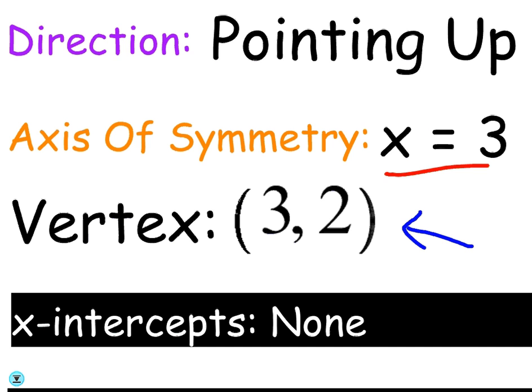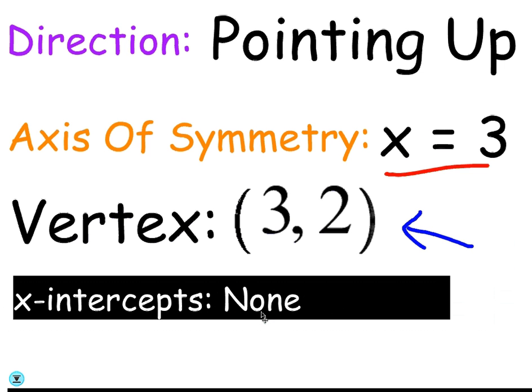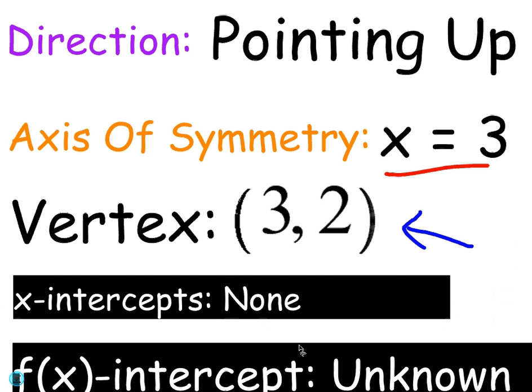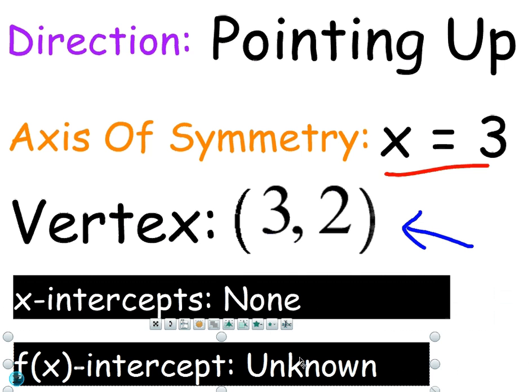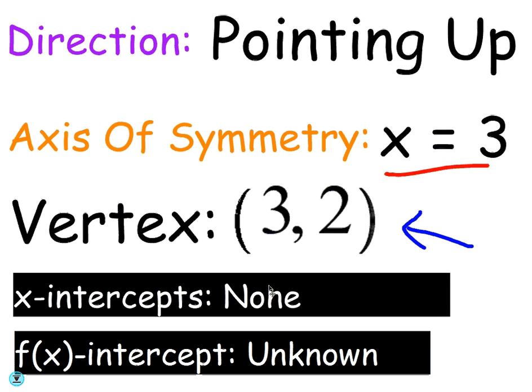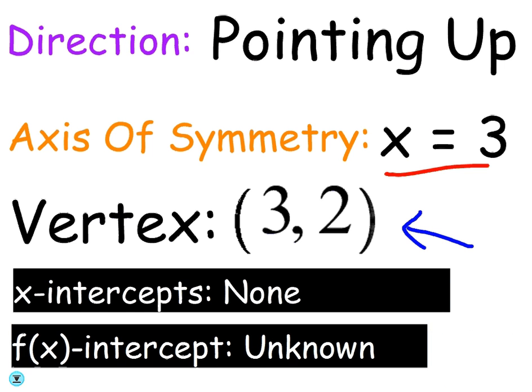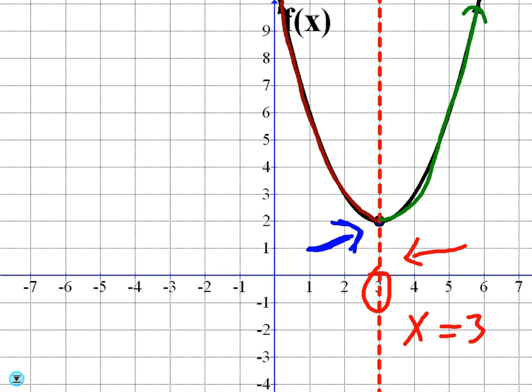Two more questions are going to be answering our x and y intercepts. And those are easy, okay? Again, that should be a review as well. But x and y intercepts are just where they cross the x and y axis. So let's take a look at this graph. It doesn't cross the x-axis, right? And so it doesn't have any x-intercepts.